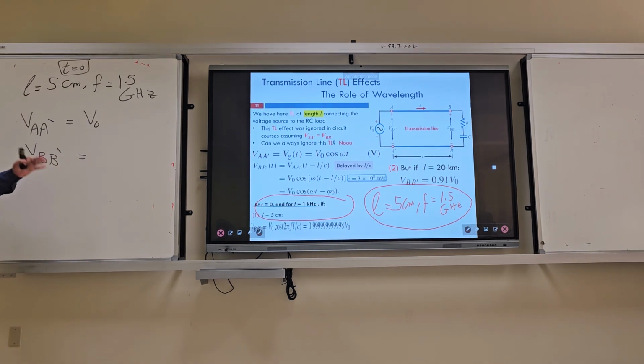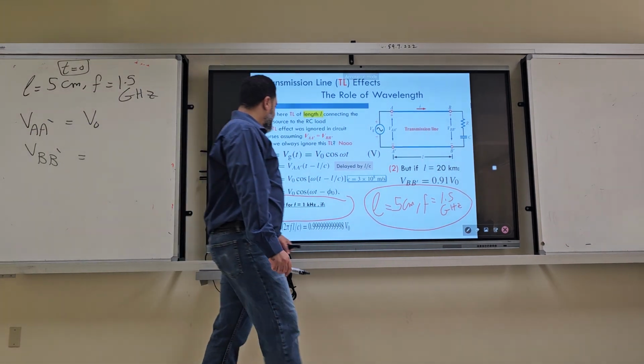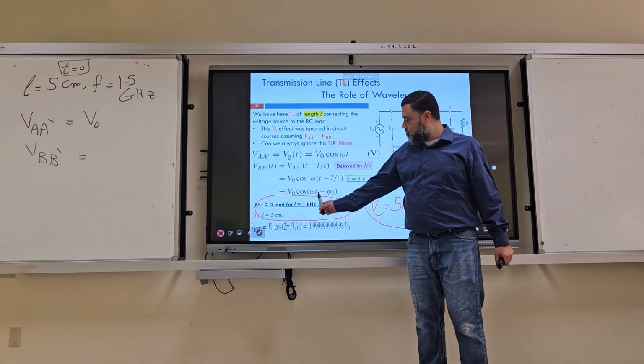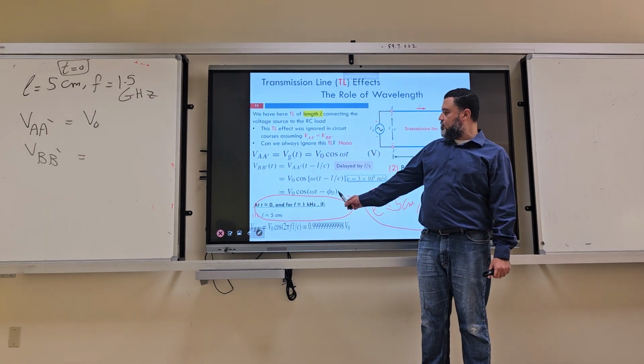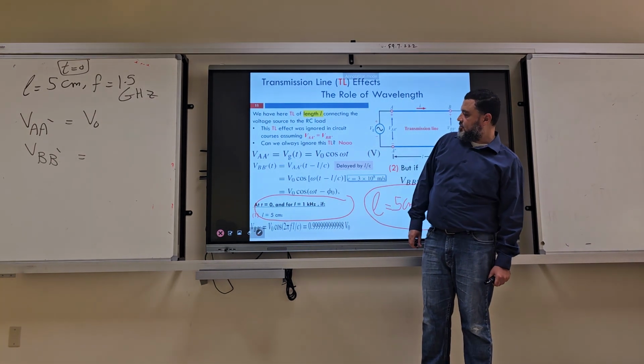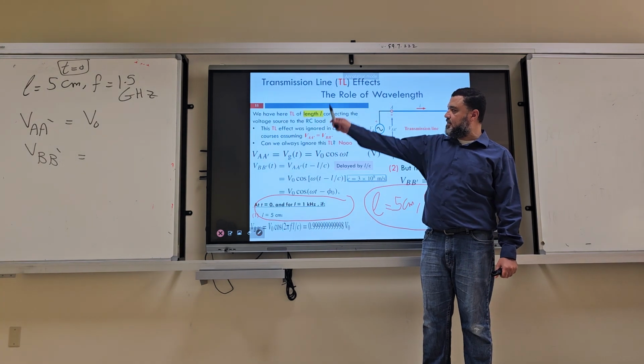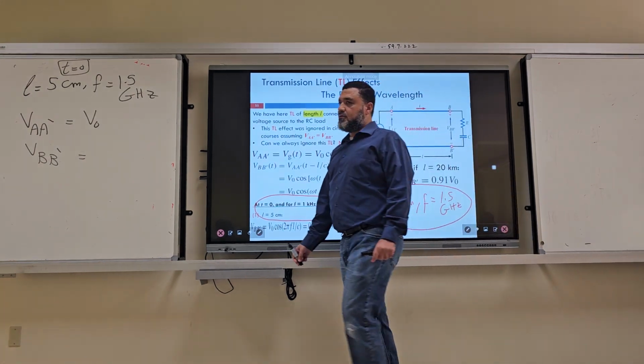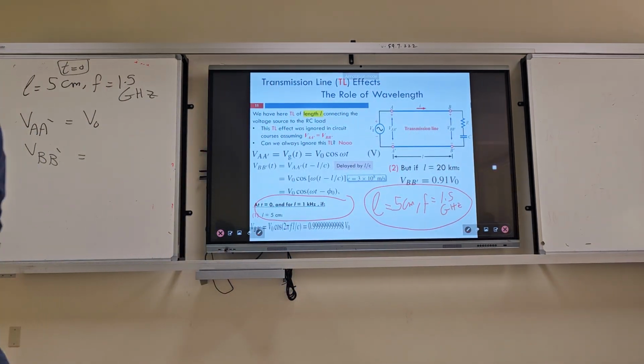What is VB? What is V at the generator when the frequency is 1.5 gigahertz? Just substitute t equal to 0 and define omega L over C. Omega is 2 pi F, L over C, L is given, C is given. Did you do it?